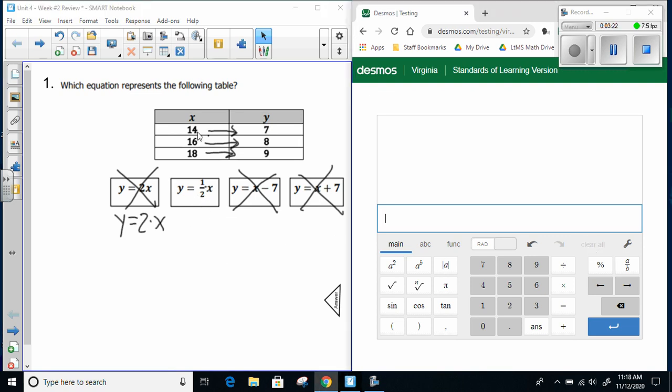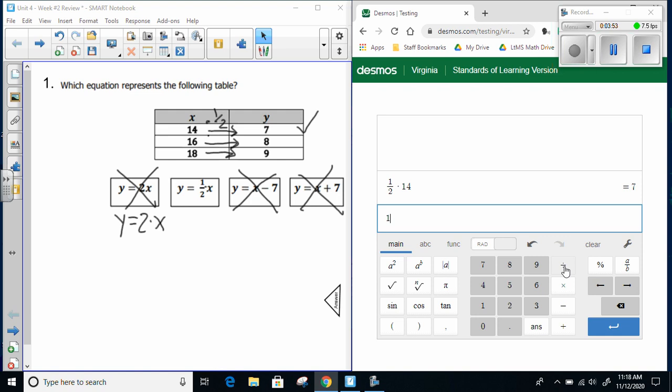So if I want to figure out if that's the correct rule here, I need to plug in every x value to make sure it gives me the correct y value. So I'm going to type in 1/2 times, and I'm going to use my first x value of 14. And I get 7. So this first row was good, it worked, because 14 times 1/2 gave us 7. So now let's check to make sure that when we do 16 times 1/2, we get 8.